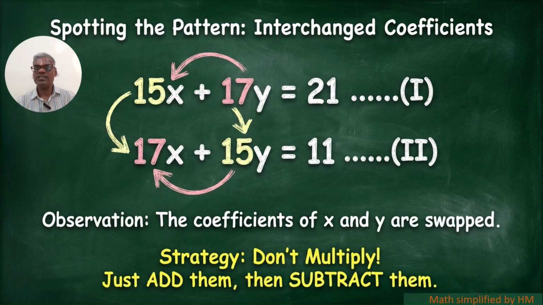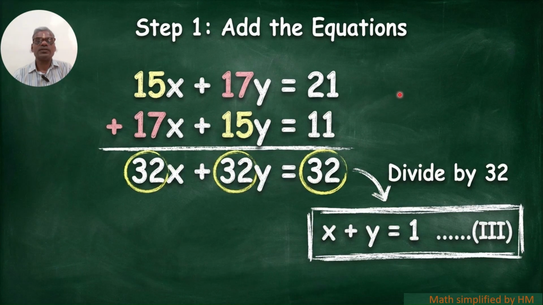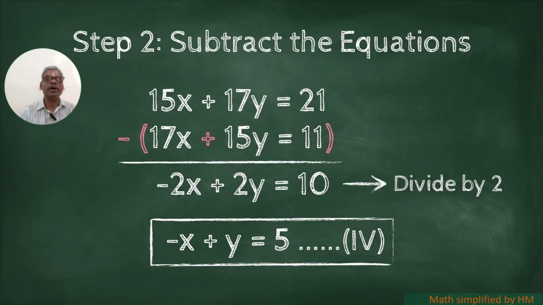Instead, we use a special shortcut, the add subtract add method. First, we add both equations straight down. Look at what happens here. 15x plus 17x gives 32x, 17y plus 15y gives 32y, 21 plus 11 gives 32. This is a simple equation: 32x plus 32y is equal to 32. Divide by 32, we get x plus y is equal to 1.